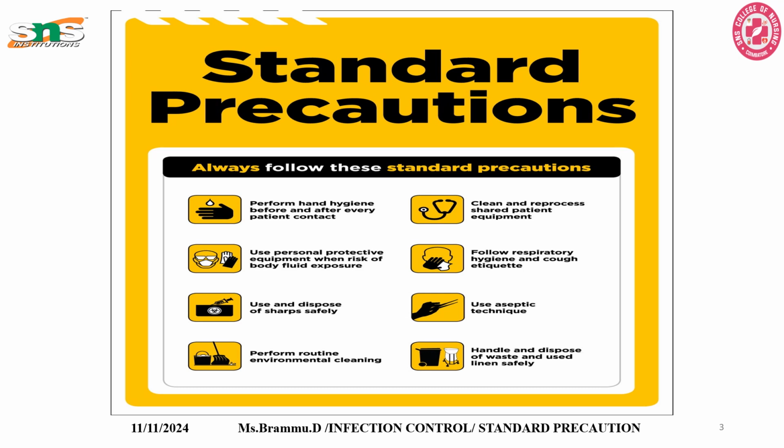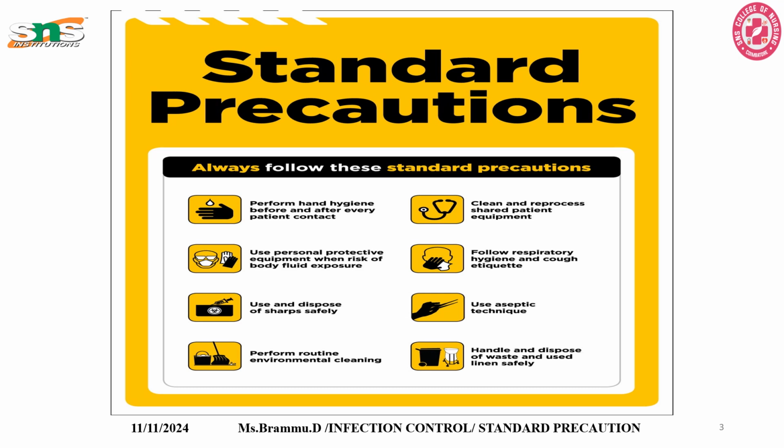In this you have 8 major components, and the first component is performing hand hygiene before and after every patient contact. We have to maintain the 5 moments and the 7 steps of hand washing whenever we deal with the patient. The second is cleaning and reprocessing of shared patient equipment. Say you use a stethoscope, then we have to decontaminate the diaphragm and the bell of the stethoscope when we go to another patient for chest auscultation or a bowel auscultation.